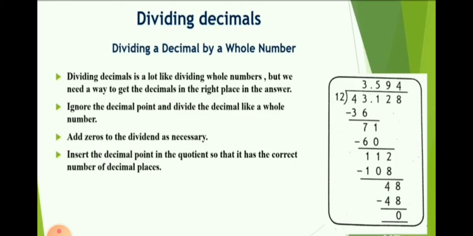Dividing decimals. When we have to divide any decimal, the rules are as follows. Dividing decimals is not like dividing whole numbers, but we need a way to get the decimals in the right place in the answer. Ignore the decimal point and divide the decimal like a whole number. Add zeros to the dividend as necessary. Insert the decimal point in the quotient so that it has the correct number of decimal places.